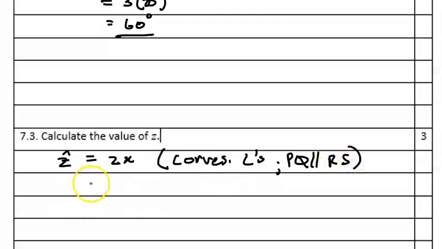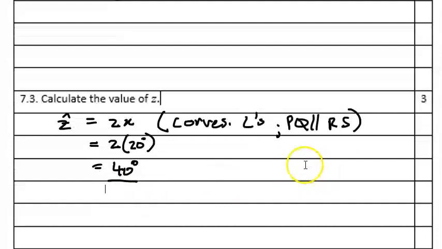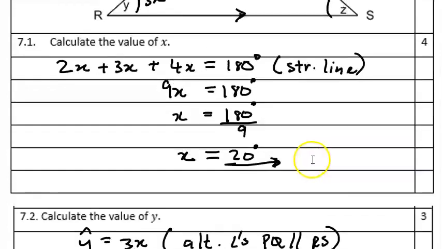And we already solved for x in the first question, so we'll substitute x equals 20 degrees for x. 2 times 20 is equal to 40 degrees. So that's our solution to that triangle.